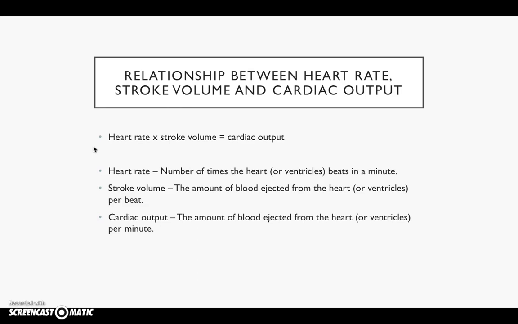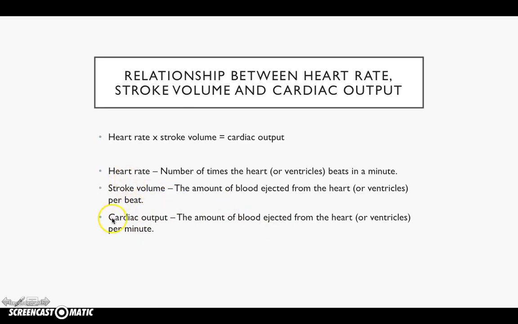Stroke volume is the amount of blood ejected from the heart per beat. Say stroke volume per beat, every stroke, i.e. every heartbeat, the amount of blood that is ejected from the heart or the left ventricle per beat. Cardiac output, the amount of blood ejected from the heart per minute. So the output is a total of 1 minute. How much blood actually is ejected from the heart per minute?